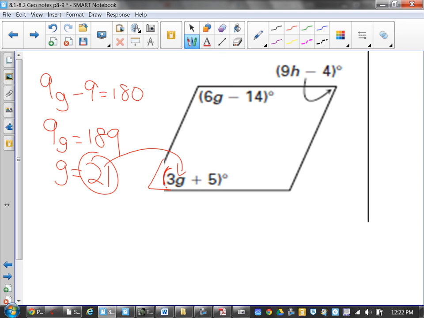So what's 21 times 3? 63. What's 63 and 5? 68. So this angle here has to equal 68, which means that has to equal 68. What we're doing here is you can go that route, or if you want to substitute into this G and make them supplementary, that works the same. Yes, sir? You just said 9H minus 4 equals 60. Yep, exactly what we're doing.